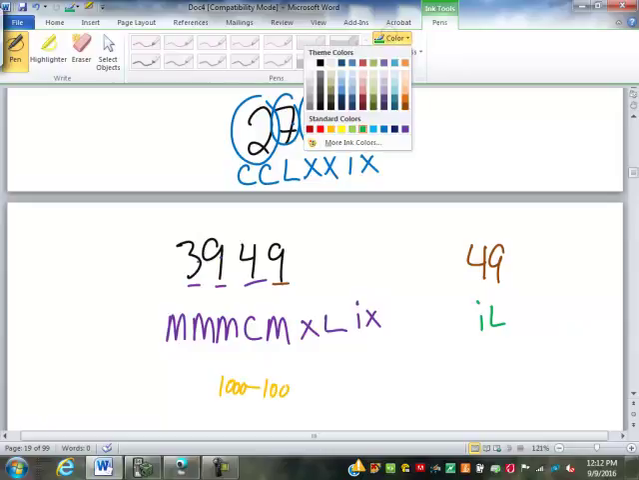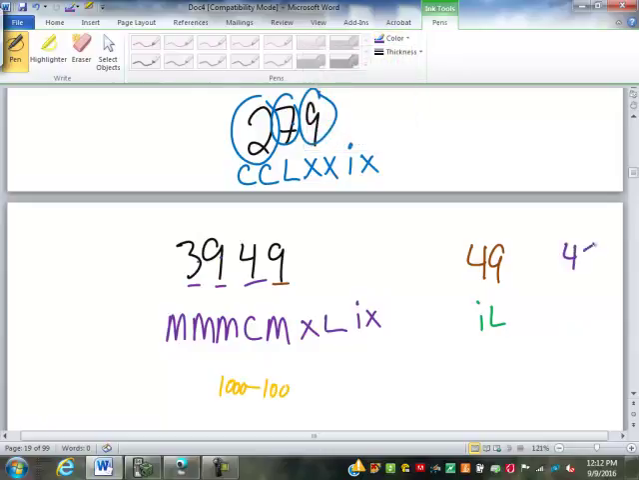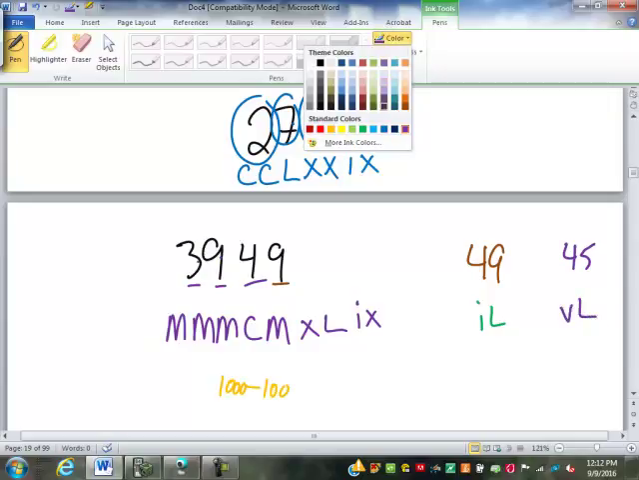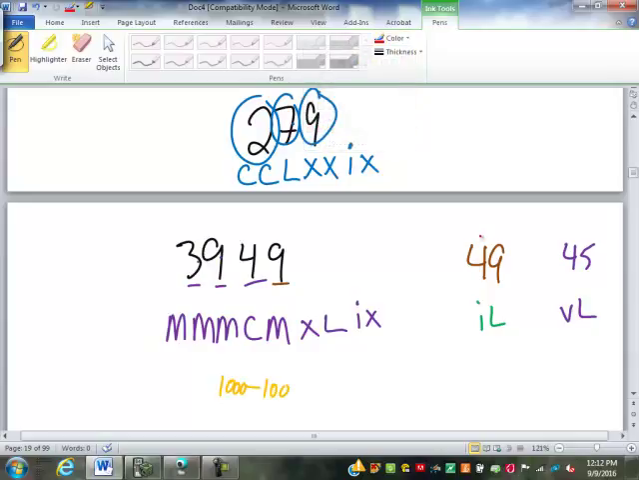Even 45. They want to say, well, why don't we just do VL? That's 5 away from 50. The Roman numerals went digit by digit. So they represent the 4 first. So that's the X from the L. Then they represented the 9, which is the IX. Same with the 45. That's X from L, and then the V.